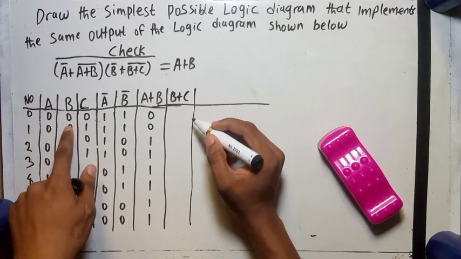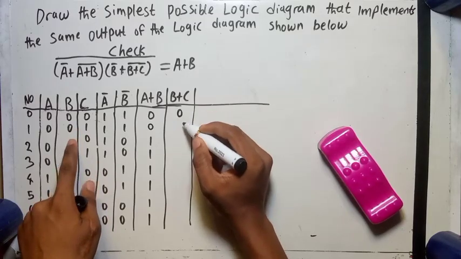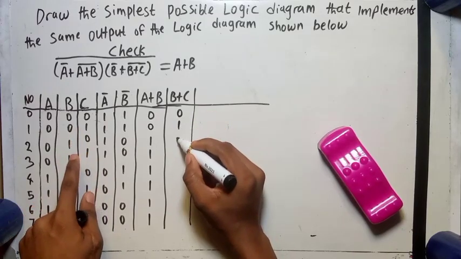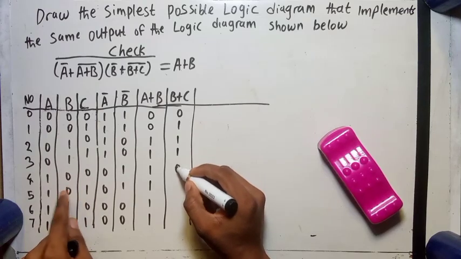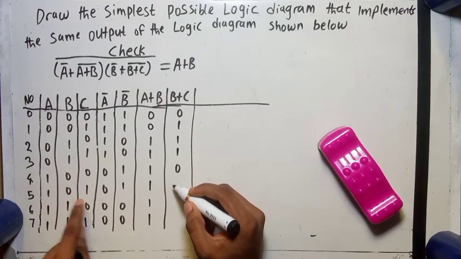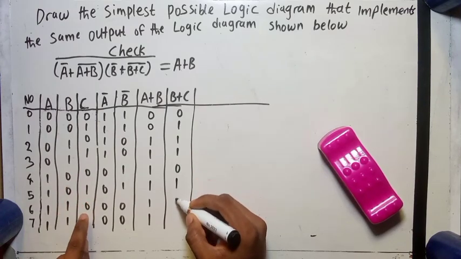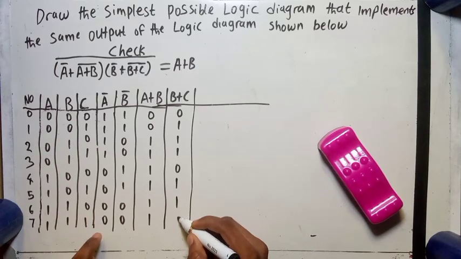Now let's also do B plus C. We go again. 0 plus 0, we have 0. 0 plus 1, 1. 1 plus 0, 1. 1 plus 1, 1. 0 plus 0, 0. 0 plus 1, we have 1. 1 plus 0, 1. 1 plus 1, 1.